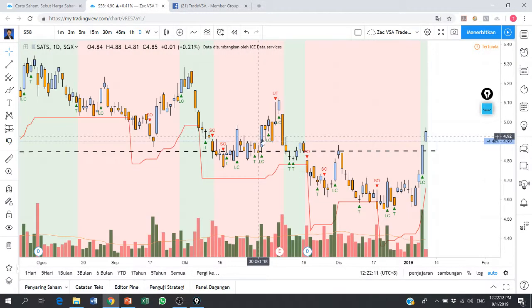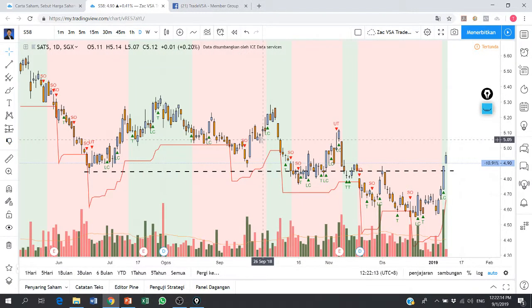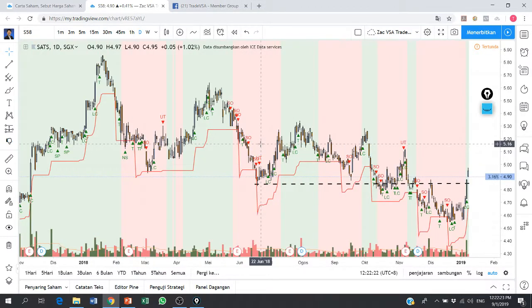For SAT, of course, definitely the background is not that nice compared to Mbank and Kofco Meat from Hong Kong. The reason is, look at the background. We are still in stage 4. We are still in stage 4, which is the markdown stage.